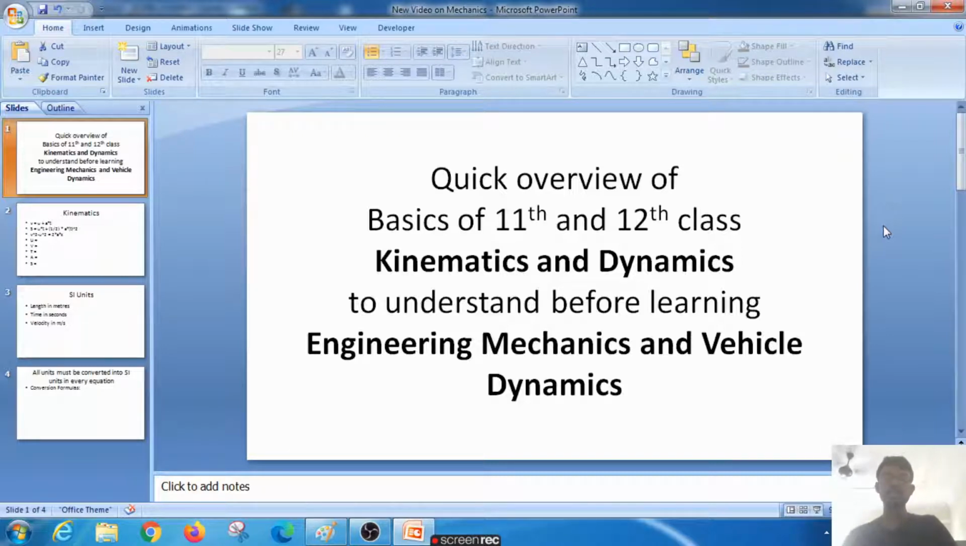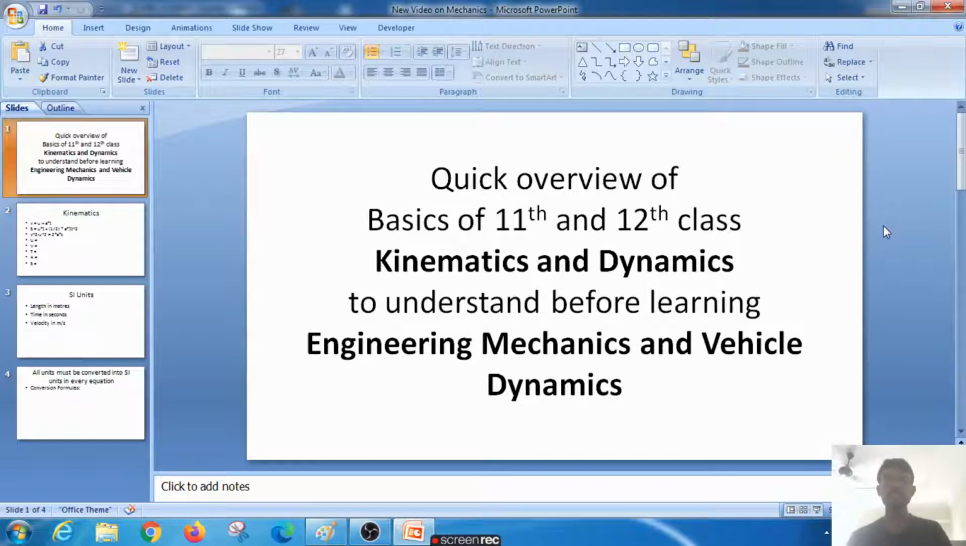In today's video we are going to discuss a quick overview of the basics of 12th and 11th class kinematics and dynamics, to understand before learning engineering mechanics and vehicle dynamics. In the previous videos a few of you have commented that I have to start with the very basics. So before understanding vehicle dynamics, you should understand some basics of engineering mechanics, and before learning engineering mechanics you should be very strong in your 11th class and 12th class basics of kinematics and dynamics, right?